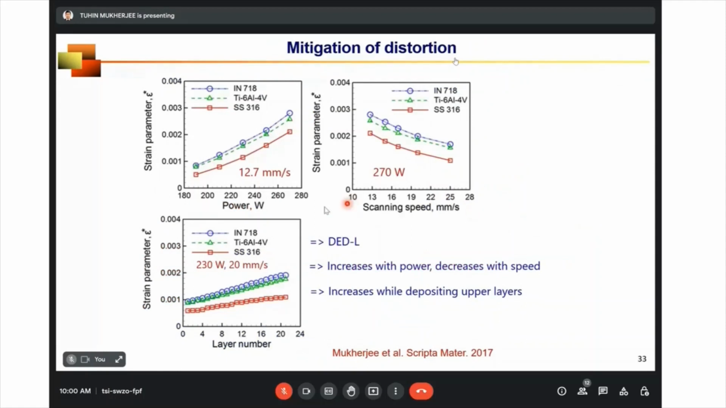So how to mitigate distortion? As I explained, you either decrease the power to reduce the molten pool size, increase the scanning speed, or arrange your layer number or layer thickness in such a way that you can minimize the thermal distortion.